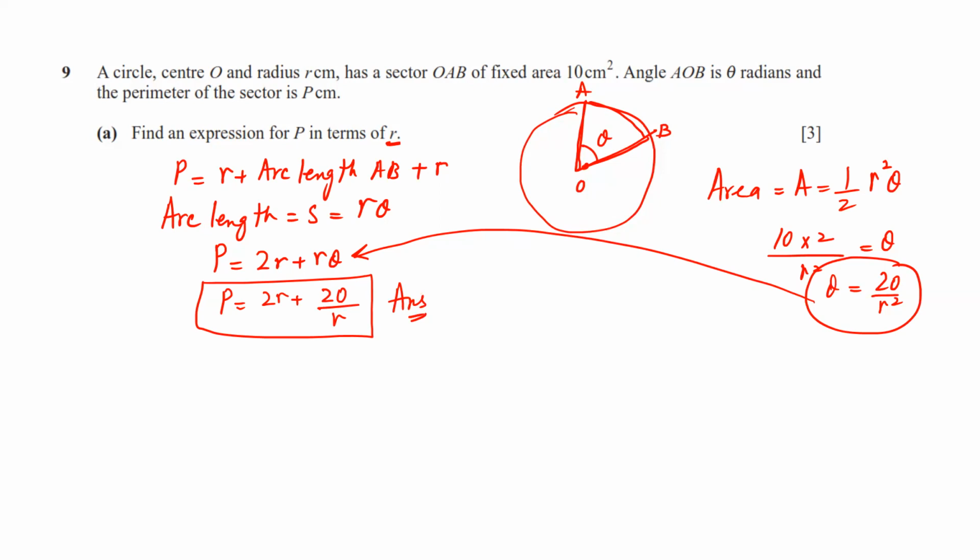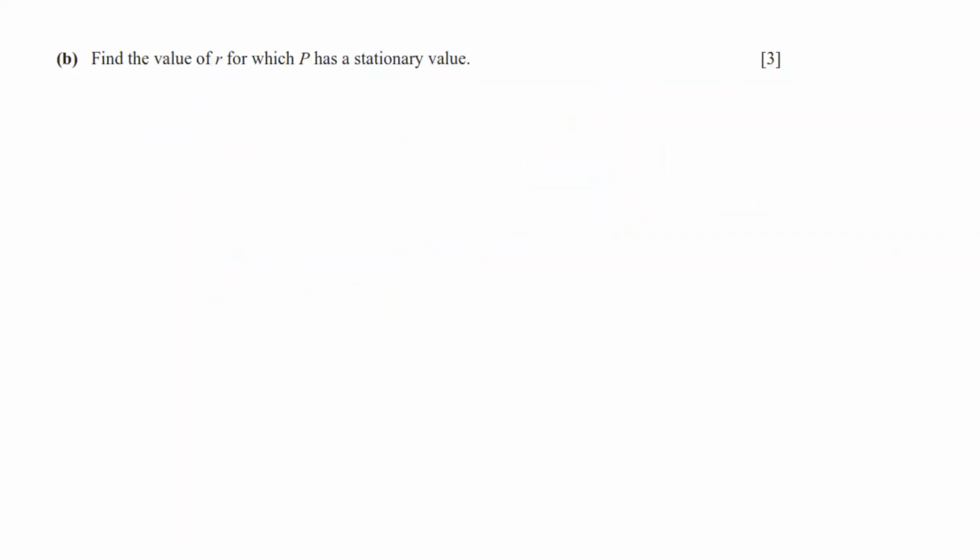2R plus 20 over R. Then it says find the value of R for which P has a stationary value. First of all, remember P is equal to 2R plus 20 by R. For a stationary value, the first derivative must be equal to 0. So the first derivative will be equal to 0.